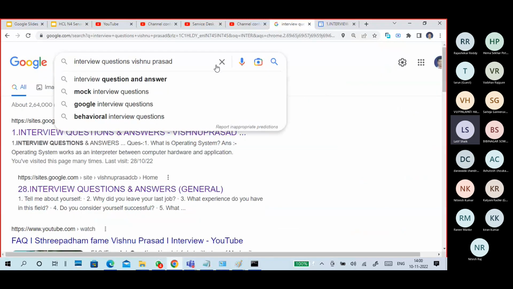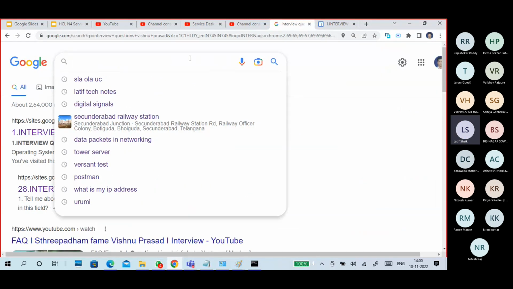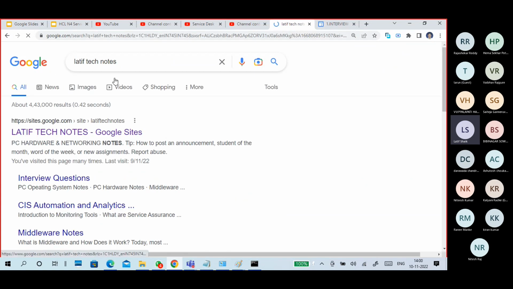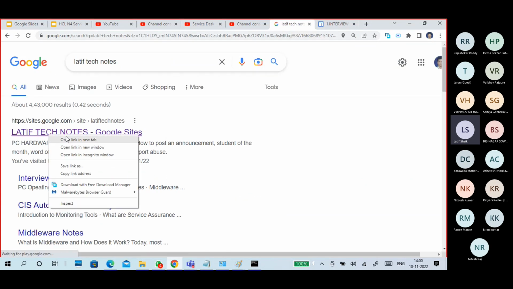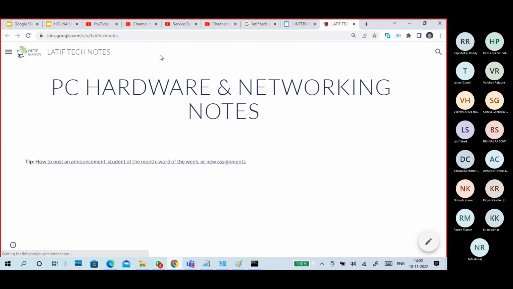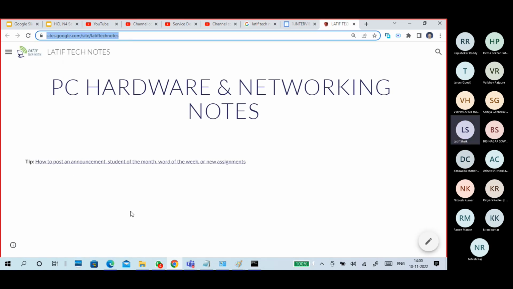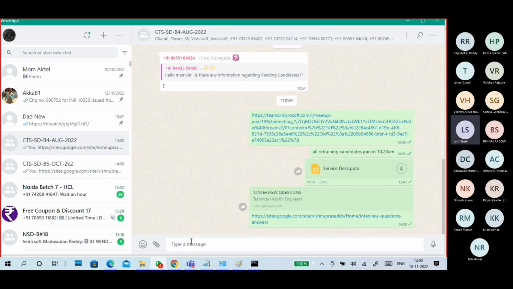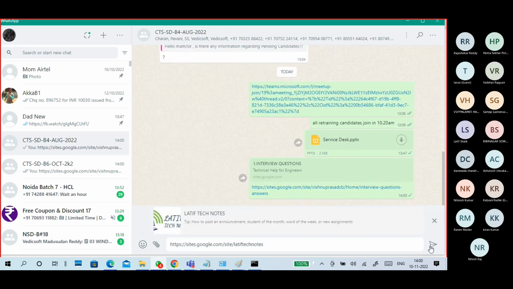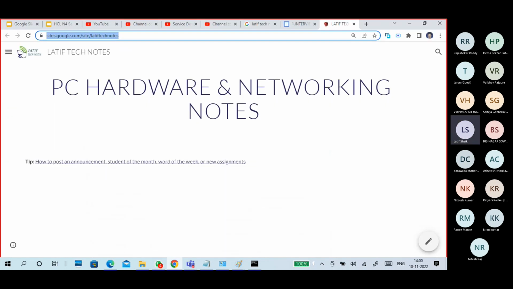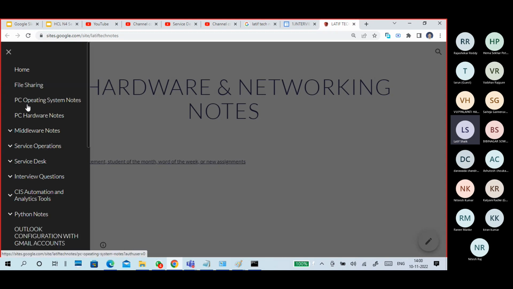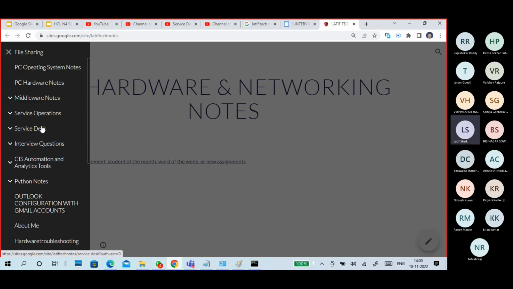The second one is my site. Put Latif Tech Notes in Google, then you'll find this one. This is mine. It does not contain everything you want. It contains hardware PPTs, operating system PPTs, world PPTs, small changes. File sharing, some are there. Two-year important.